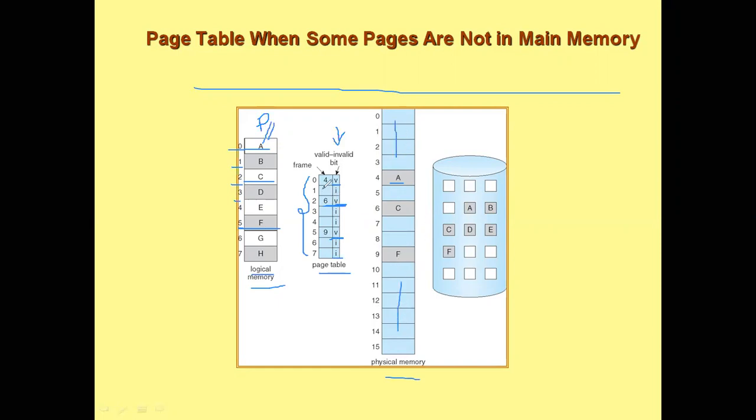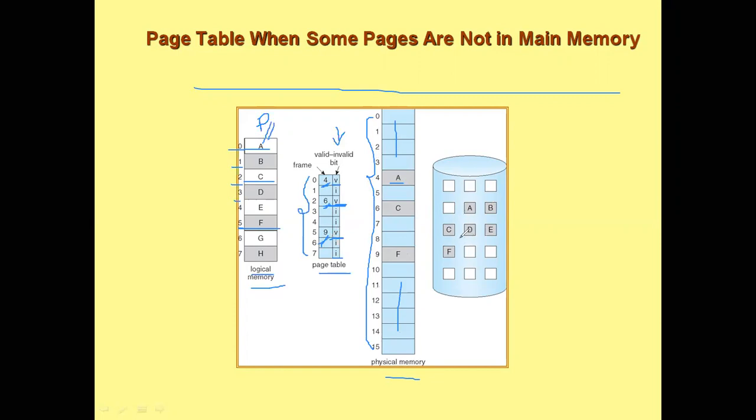Now, what is this number? This is the frame number. As I said, this is address translation. On the outer side, you have the page numbers, and here you have the frame numbers. Let's say that this physical memory or the main memory has totally 16 frames, that is 0 to 15. When you count, A is stored in frame 4, C is stored in frame 6, and F is stored in frame 9.